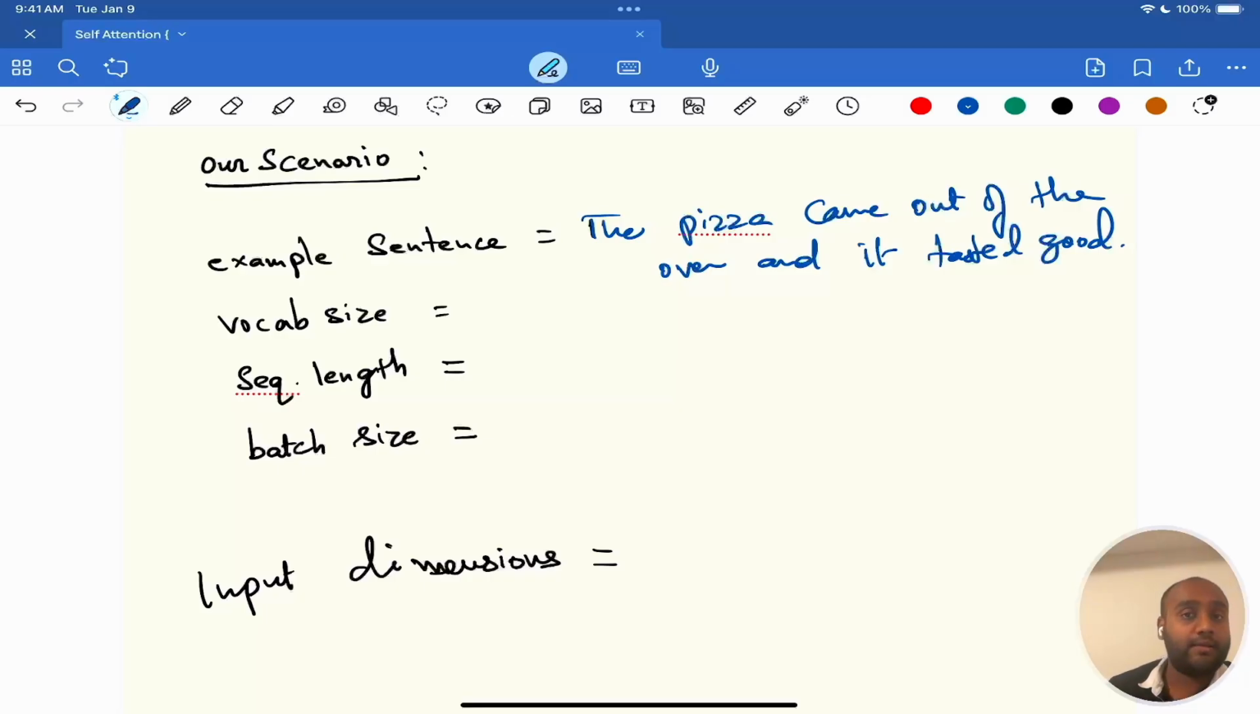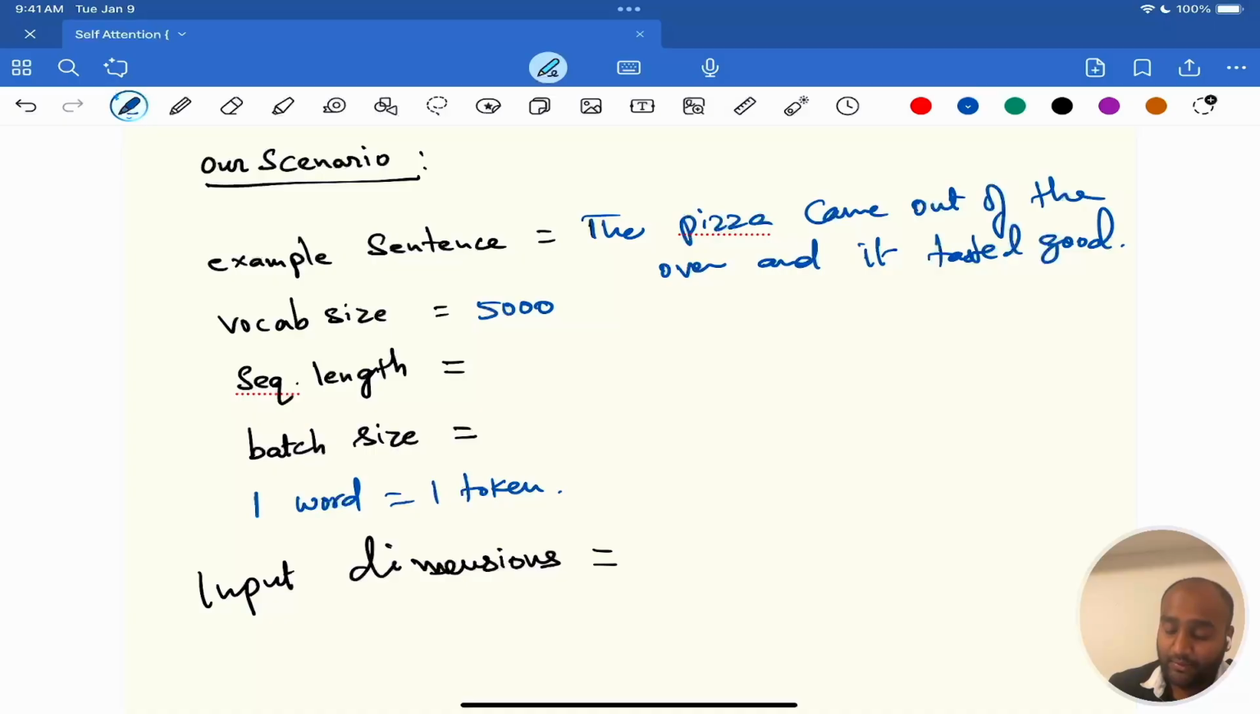Now this is one example sentence, but let's say our vocabulary size is around 5,000. So we are dealing with data which has 5,000 different words. And one more thing I want to say here, for our convenience, we are taking one word as one token. A token is usually three-fourths of a word, that is how it is described. But for the convenience here, we are taking it as one token.